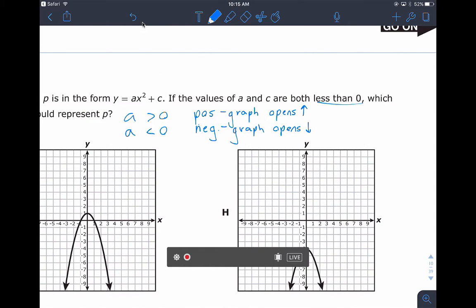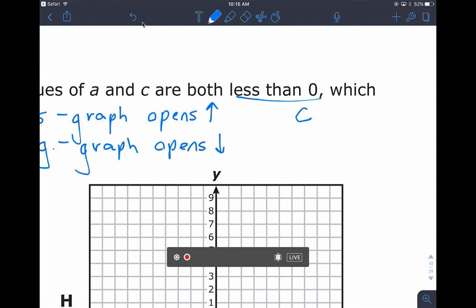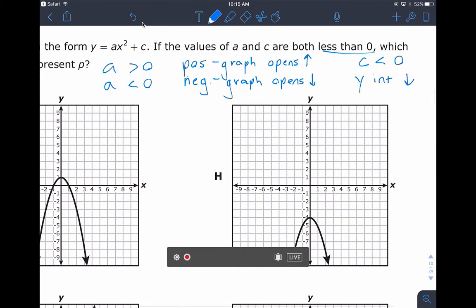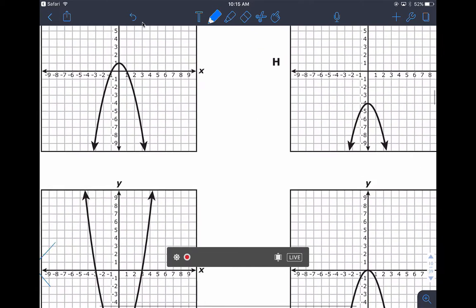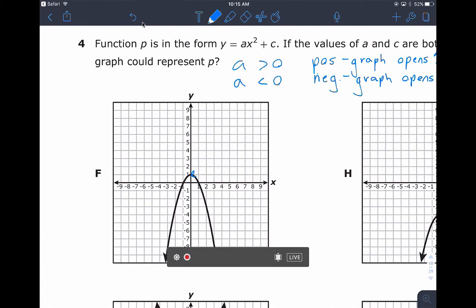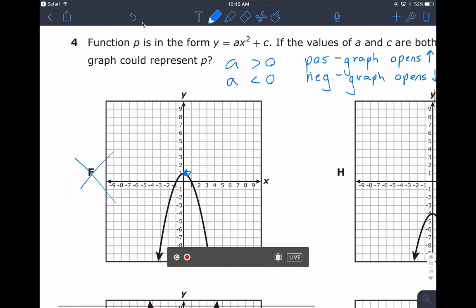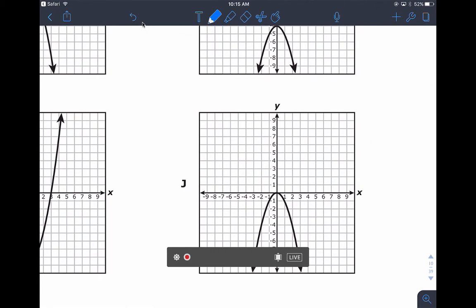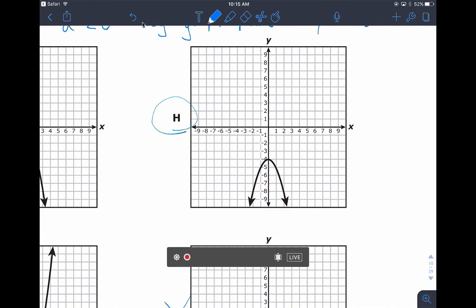Now the c value affects how high or how low your graph is. It's technically the y-intercept of your graph. So if c is less than 0, that means the y-intercept is less than 0. It's going to be going down, so some type of low c value. The only option I see right here, option F, has a y-intercept of positive 1. We don't like that. Option J, the y-intercept is 0. We don't like that one. So obviously the answer has got to be H.